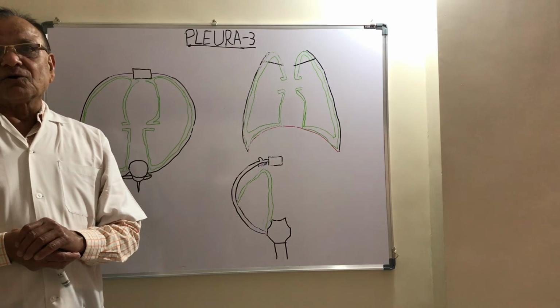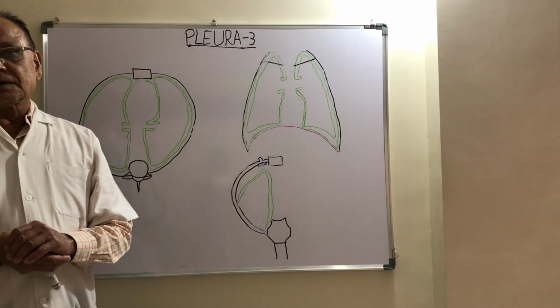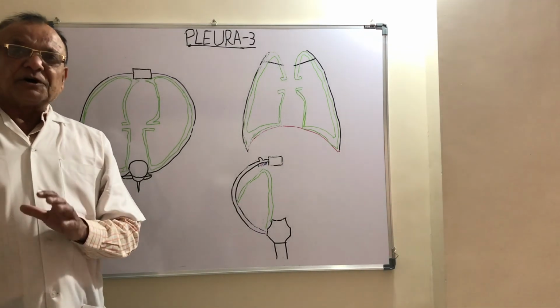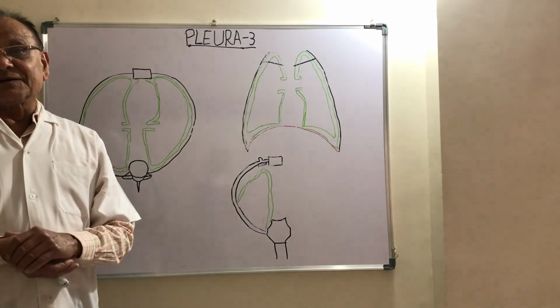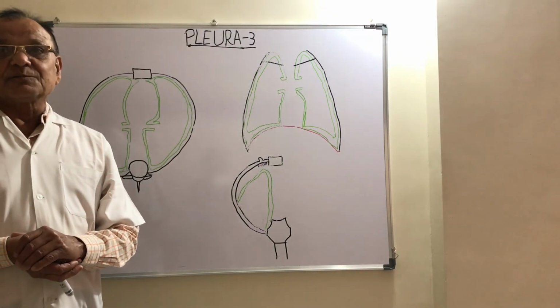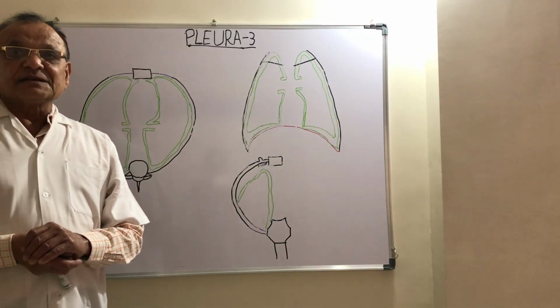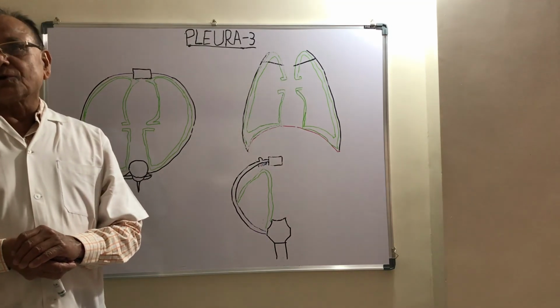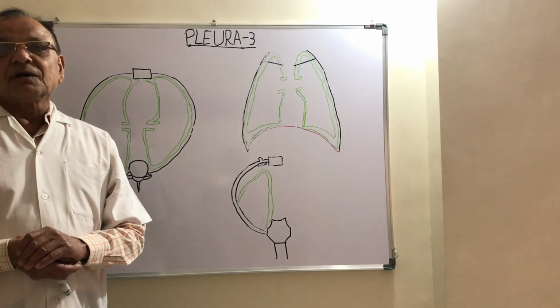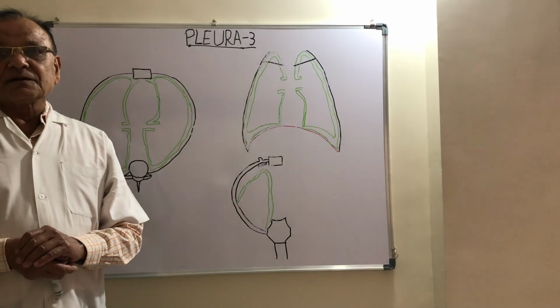If pus is collected in the pleural cavity, this condition is called empyema. Sometimes with pus, air is also collected in the pleural cavity. When air and pus both are collected in the pleural cavity, this condition is called pyopneumothorax.